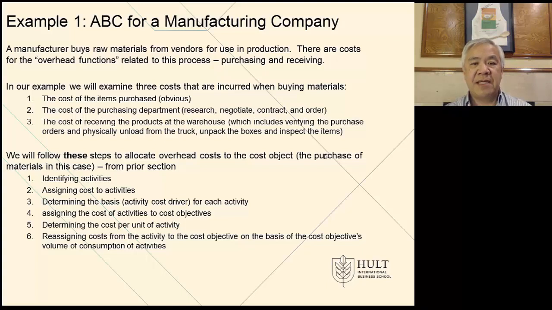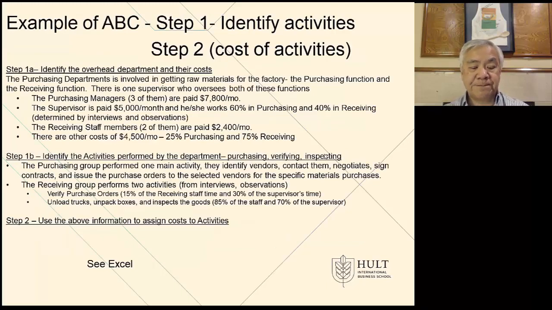We're going to follow the same steps that we had talked about before, and there are 6 steps. Identifying the activities, then assigning costs to those activities, then determining the basis on which those activities should be allocated, then determining the cost of the cost objects using that rate, and then we can assign the cost accordingly. First, we're going to look at the purchasing department and their department level costs. We're going to hop into Excel once I go through this, because it's easier to read on the screen.